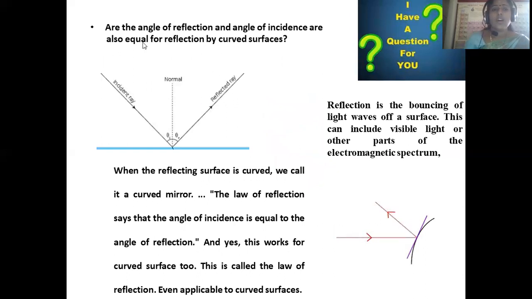Last question of this: are the angle of reflection and angle of incidence also equal for reflection by a curved surface? So in general, in order to answer this, first we have to know what happens on a plane surface. I'm taking a plane surface and a source of light. That source of light falls on the surface of this flat surface, and it will change direction. It will move with a certain angle. So this light which originates from the source is called incident light. After the light changes its direction, whatever it is moving as is called reflected light.